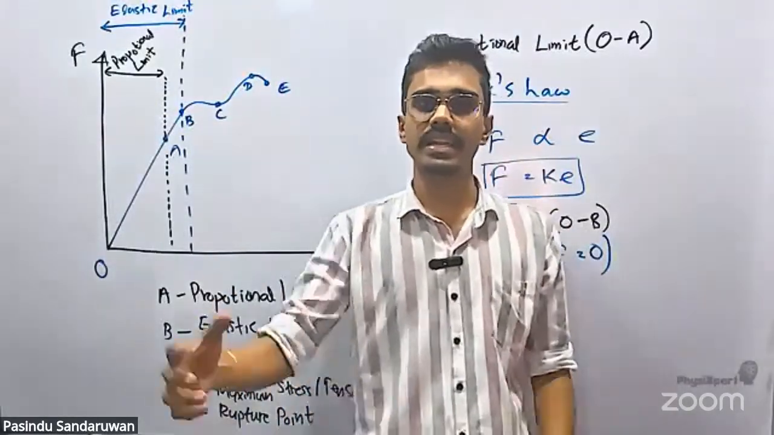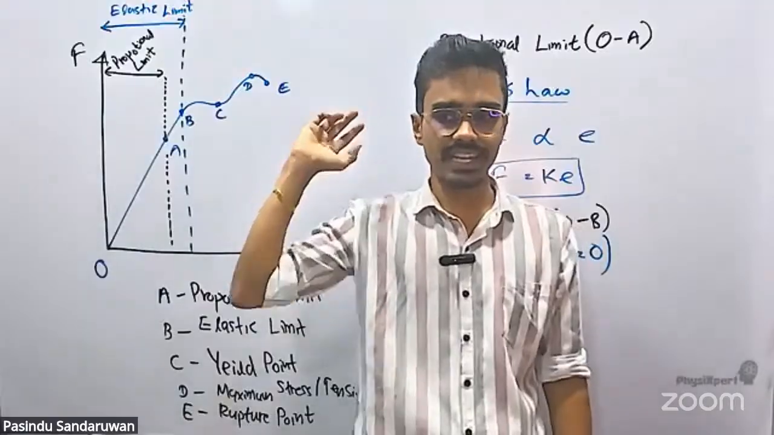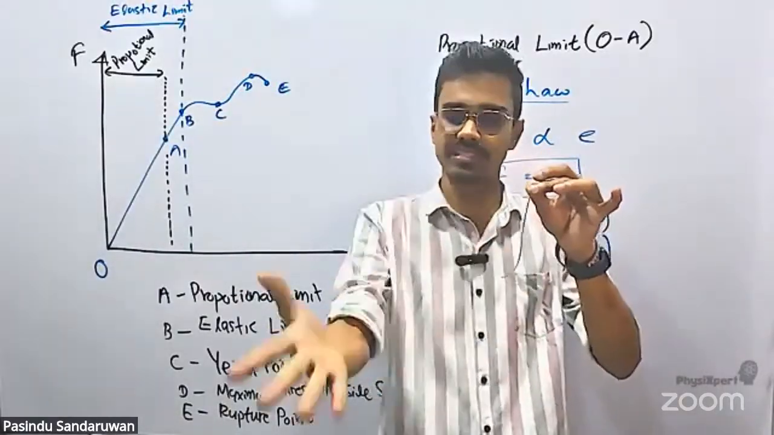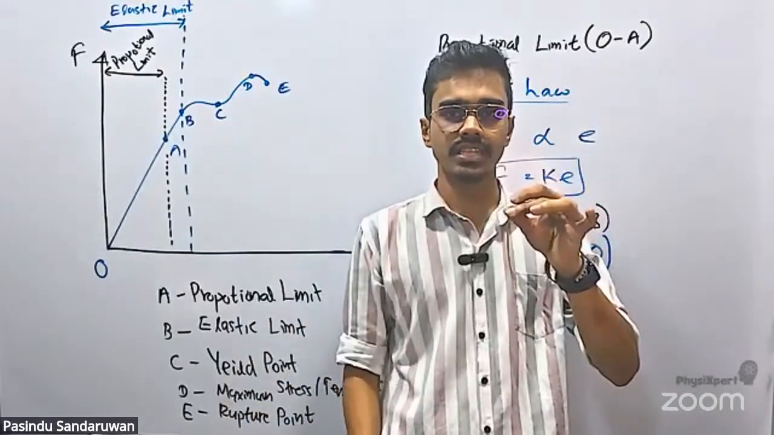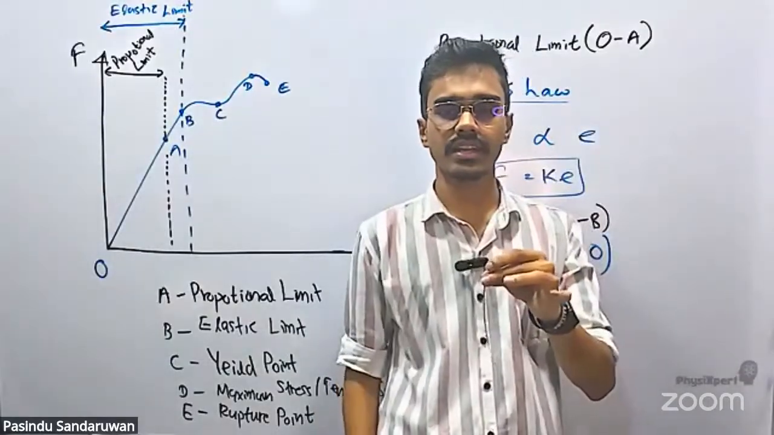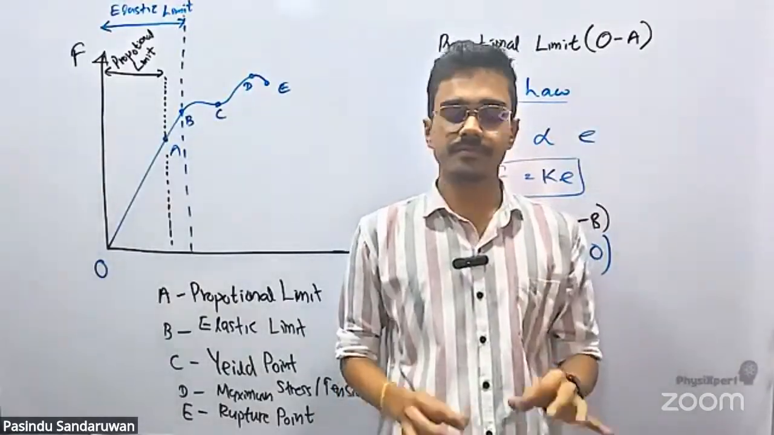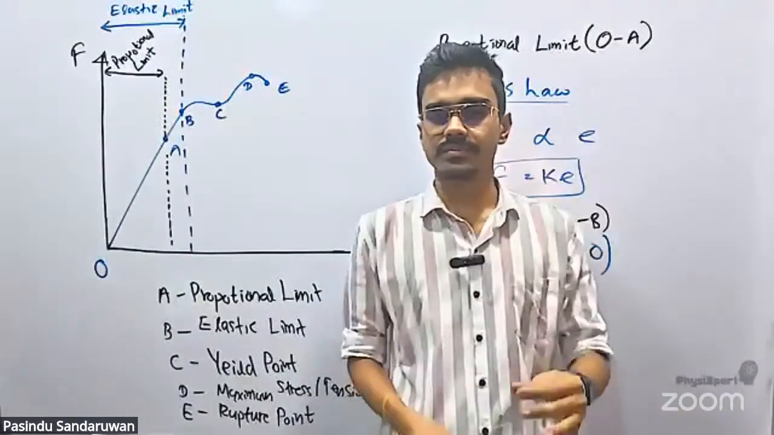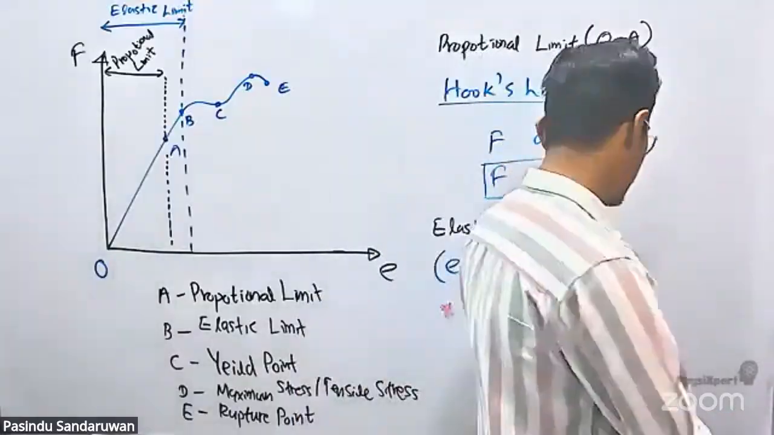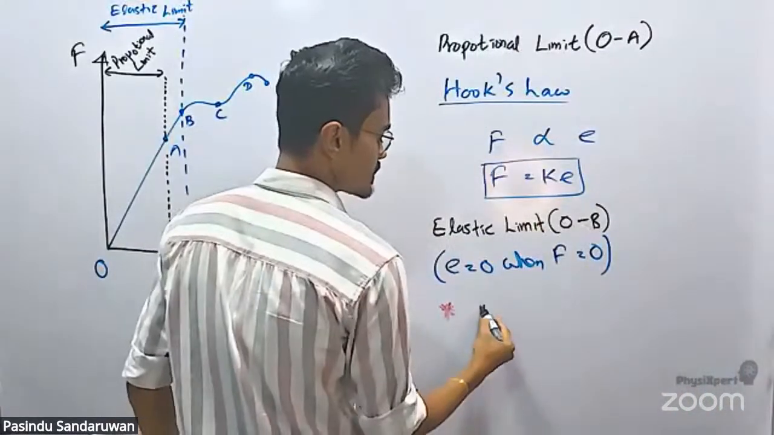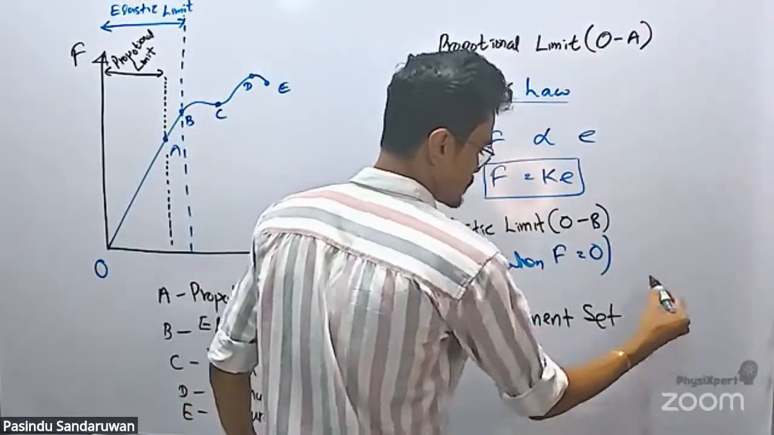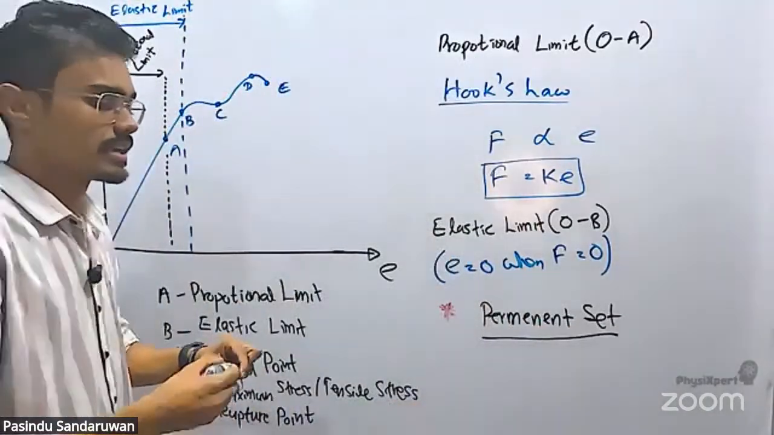It can never be taken back to the elastic limit again if the elastic limit is exceeded. Got the point? If the elastic limit is exceeded, we can't take it back to its initial length. We can't do anything at all. It's always going to retain a permanent set. That is called a permanent set.